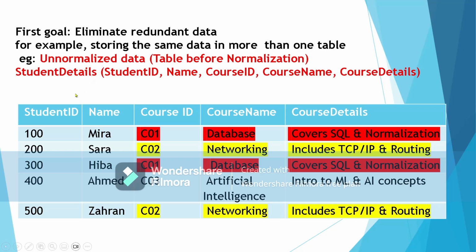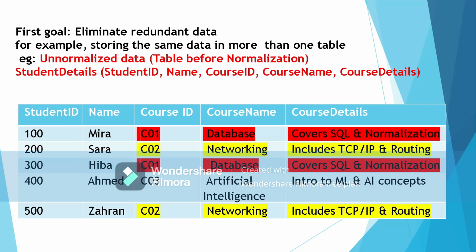Consider a table which is in unnormalized form, which contains the details of the student: student ID, name of the student, course ID, course name, and course detail. So values for all these attributes are given here. Now you can see, for example, student ID 100 is having course 01. Name of the course is database, and course details, what that student is going to learn, are given here.